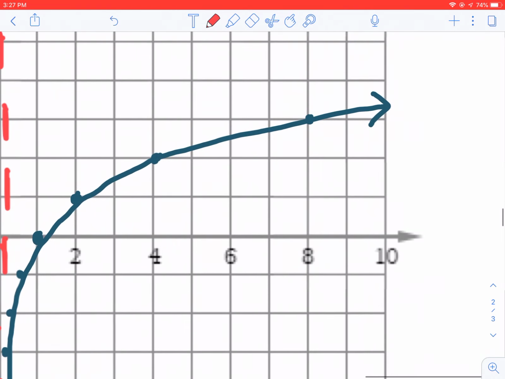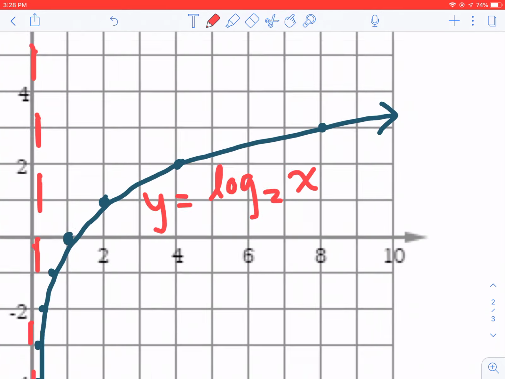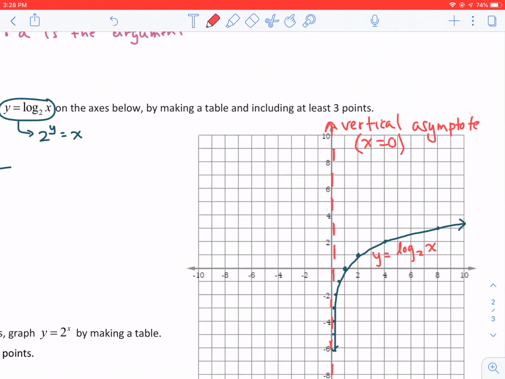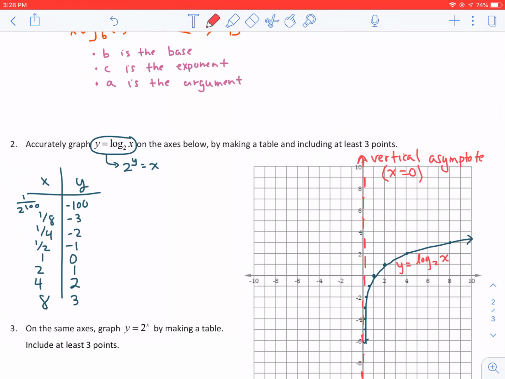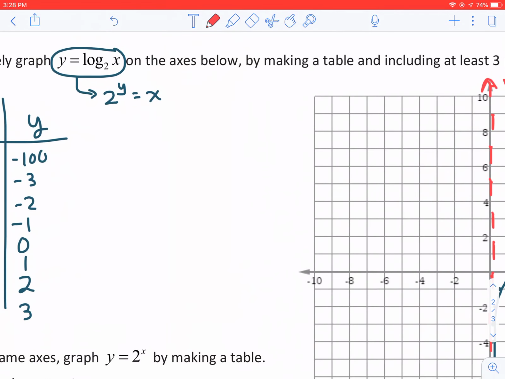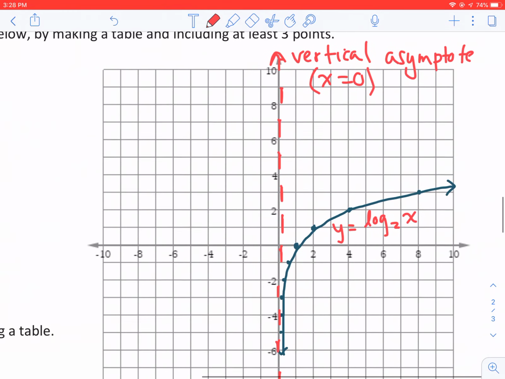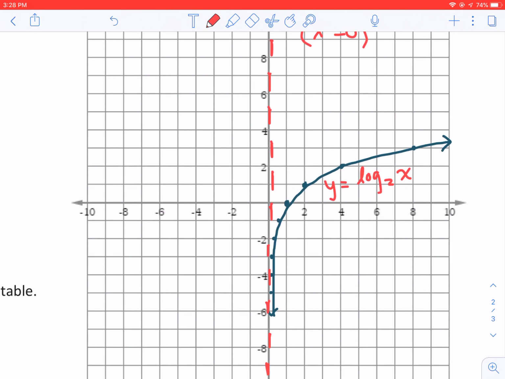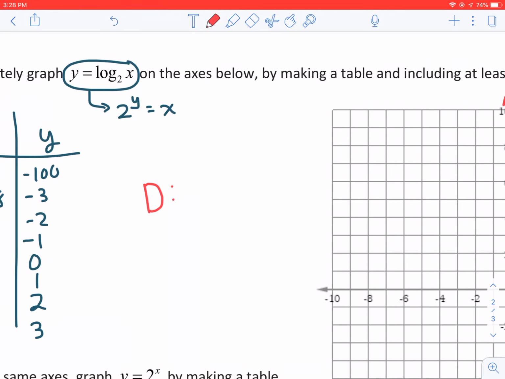Right, so here is our graph of log base 2 of x, or y equals log base 2 of x. And some good things we should talk about. Let's talk about domain and range. The domain here, well, we have all the x values greater than 0. So our domain is x is greater than 0, or in interval notation, 0 to infinity.